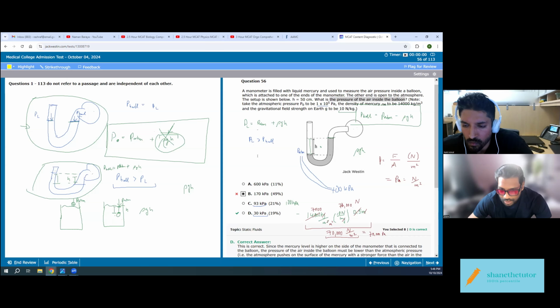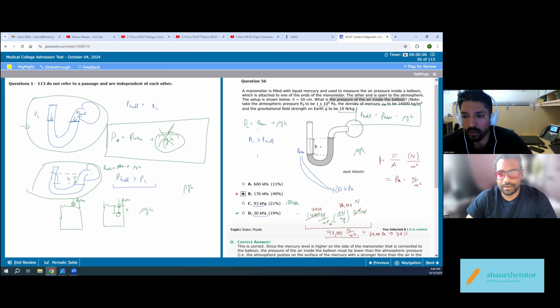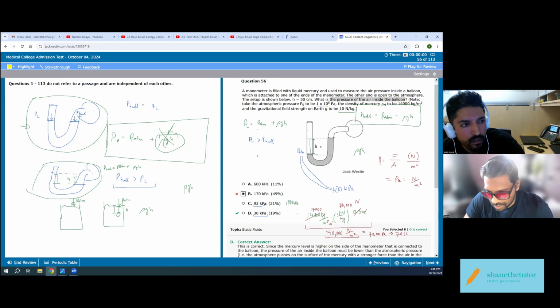Now, we want it to be in kilopascals. So this would be how many kilopascals? Would be 70? No, 700 kilopascals, right? So, oh, 1,000 pascals, you're right, 70 kilopascals. Yeah, sorry. And so now it's the 100 kilopascals of the atmosphere minus 70 kilopascals, which will give us the 30.